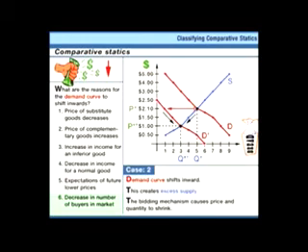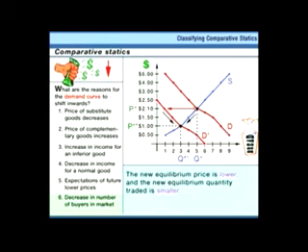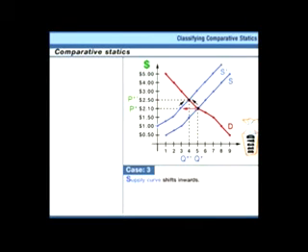Let's look now at case number 3, an inward shift in the supply curve. Now we have a different set of factors that leads to an inward shift in the supply curve, because we're no longer talking about the behavior of consumers. Now we're talking about the behavior of sellers. In this case, when the supply curve shifts inwards, the immediate result is that we have an excess demand for the product.